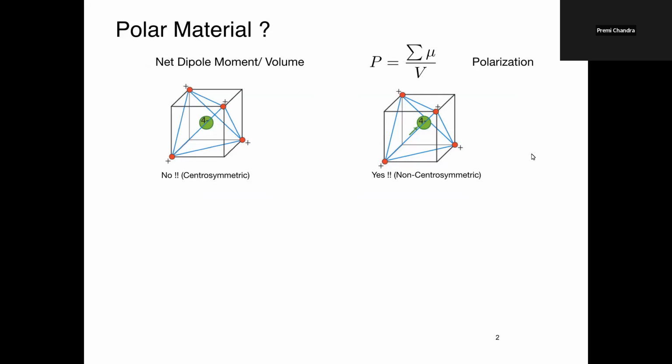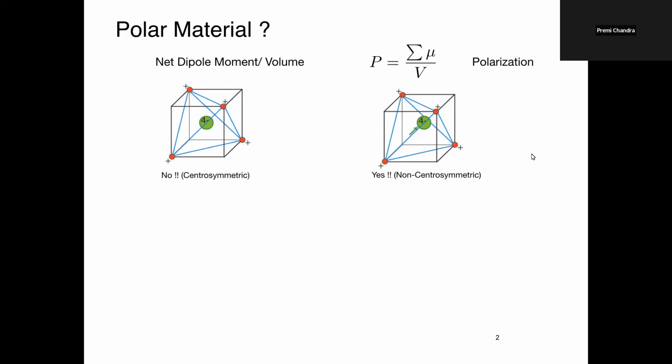However, just because I'm non-centrosymmetric or break inversion symmetry doesn't mean I'm polar. For example, quartz breaks inversion symmetry. It's not polar. I also have to have a polar axis. So being polar is a subset of breaking inversion.